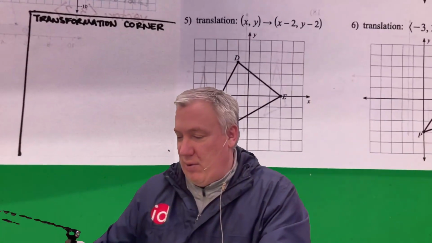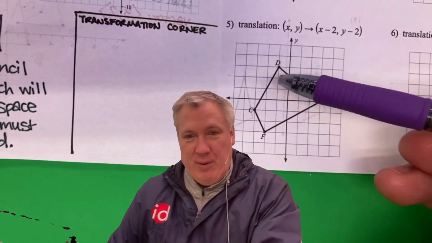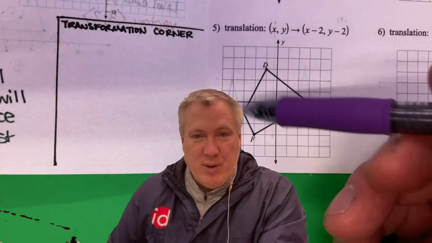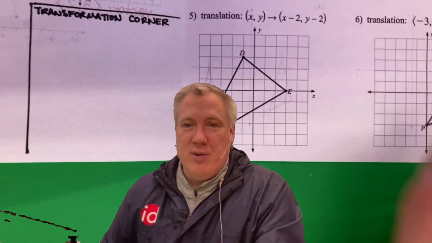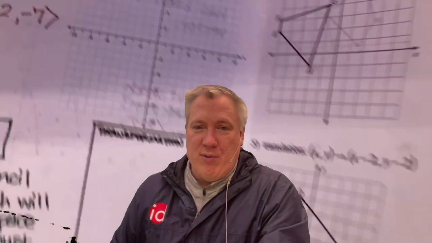So all you're going to do is redraw this shape. Make sure you label your points with prime notation, just like I did in the first example. So it's that first example all over again.